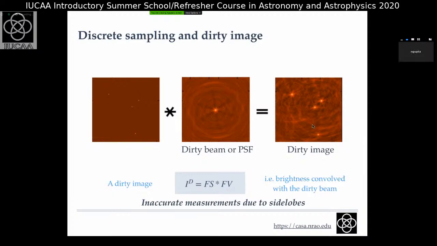You can see that each source that we have here is multiplied with this, because that's what convolution is. So the problem that we get because of this dirty image is that we cannot make accurate measurements, because you can see that the artifacts corresponding to one source are actually falling onto the other source. If I try to measure the flux density, for example, of any given source, I will make an error in that measurement.